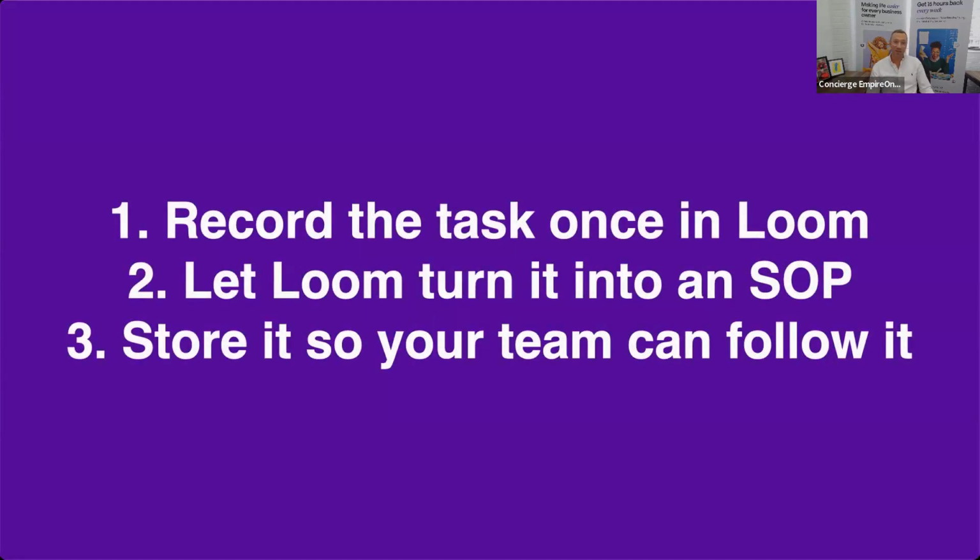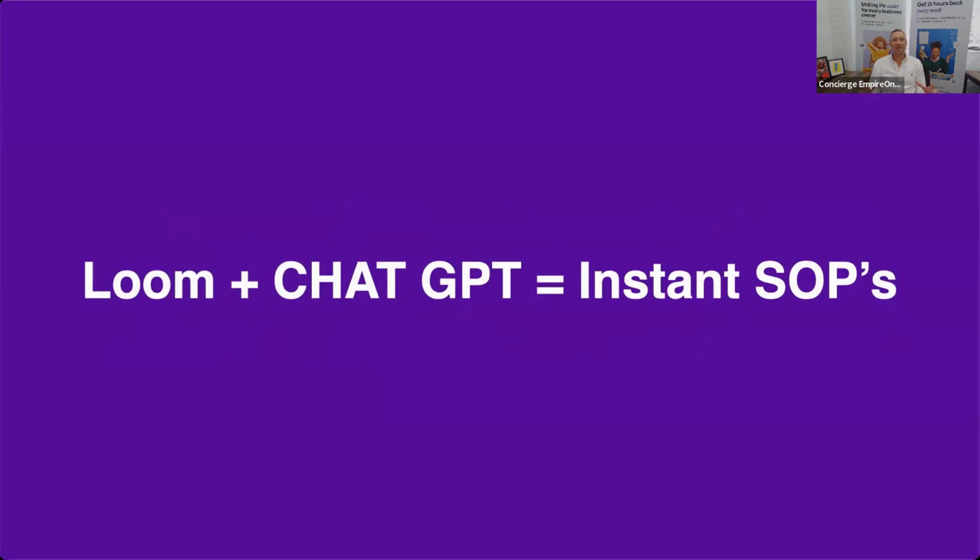You record the task once in Loom. You let Loom turn it into an SOP, and you store it so your team can follow it. That is it. It's not rocket science to creating a whole bunch of SOPs. The hardest part, I think, for everybody is actually getting that script. What am I going to record? What am I going to talk about? What's the structure I should put it in?